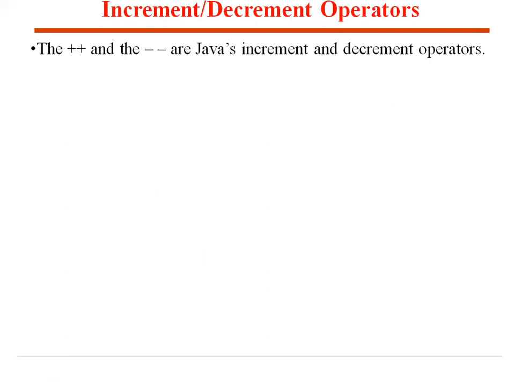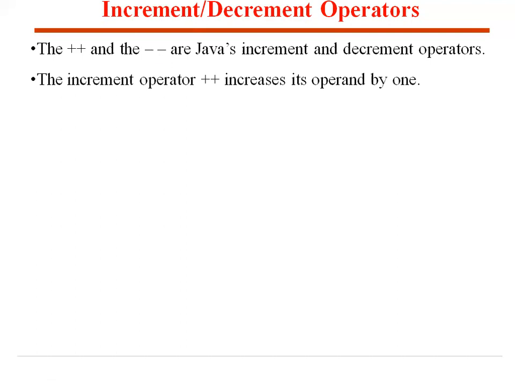Java provides two special operators called plus plus and minus minus, and these two are called increment and decrement operators. Plus plus is called the increment operator and minus minus is called the decrement operator. The increment operator plus plus increases its operand by 1. Whenever we want to increase the value of an operand by 1, we can use this plus plus or increment operator.